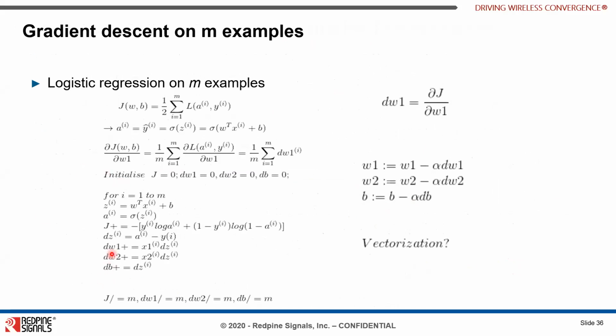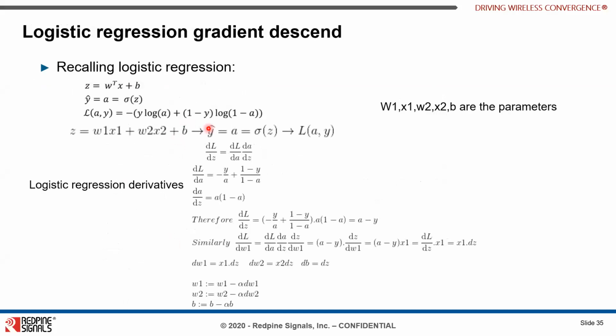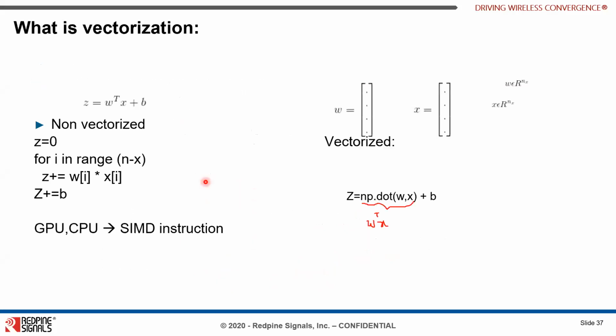See here, dz is a minus y. How do we compute it? Yes, dL/dz. Okay, dL/da is this, da/dz is this, and dL/dz is a minus y. From here, if you recall, dz is a minus y, dw1 is this, dw2 is this. Okay, dw1 is x1 dz, dw2 is x2 dz, and db is dz. So from here, try to recall.